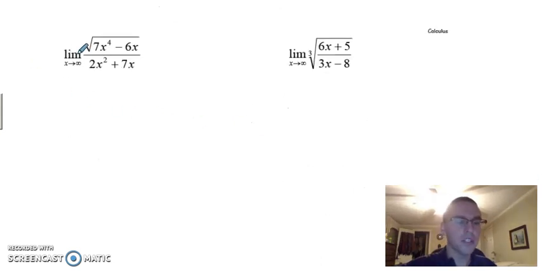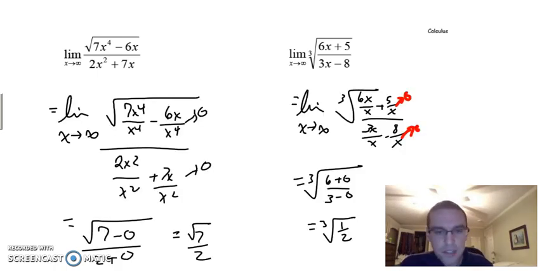The last part, I want you to pause it, and I'll have the answers after you're done. End of the notes here, we've got square root of 7 over 2. And we have the cube root of 1/2, and hopefully that makes sense. That should be a 0 right there. I don't know why that didn't come out.